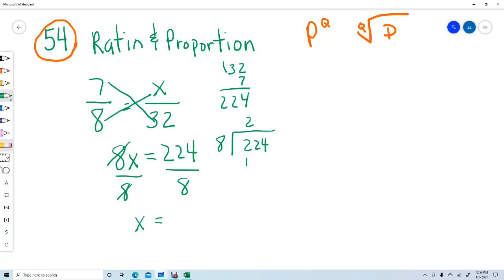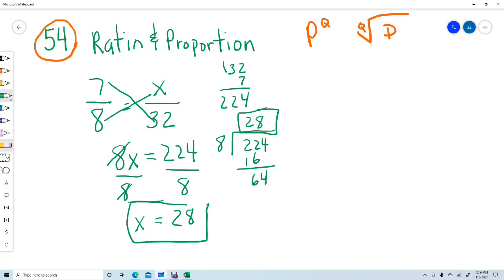8 goes into 64 8 times, which comes out to an even 28. X is 28. And that's all you do there for your cross multiplication. Let me double check the practice. Yep, that's all you're going to have to do there.